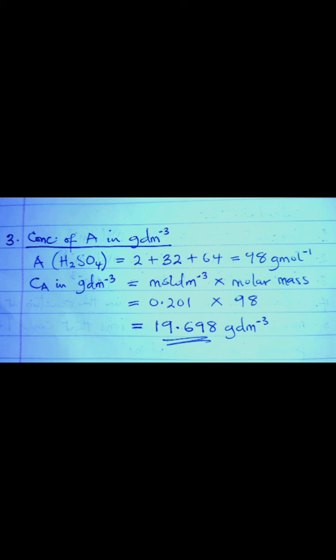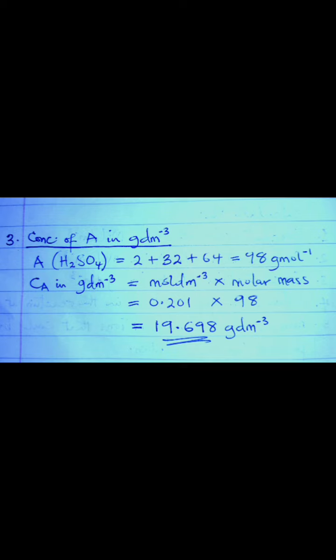So then we find the concentration of this A in gram dm cube by saying gram dm cube equals mole dm cube times molar mass. And the mole dm cube is what we just found in question 2, that's 0.201. So we say gram dm cube equals 0.201 times the molar mass we just found, which is 98 gram per mole. If we multiply that, we have that our concentration of A in gram dm cube is 19.698 gram per dm cube.